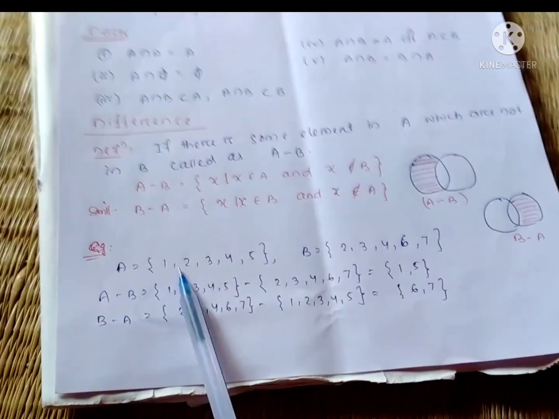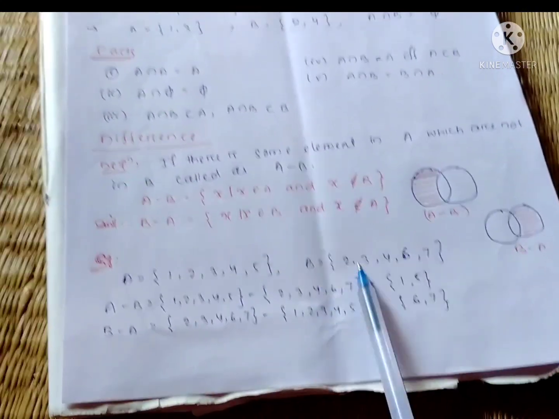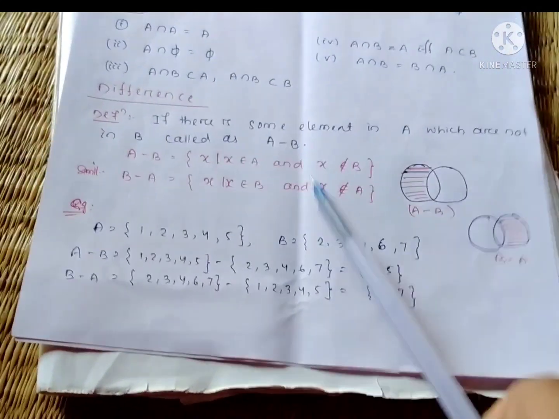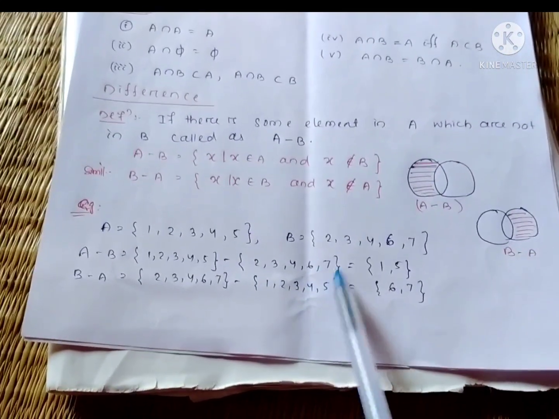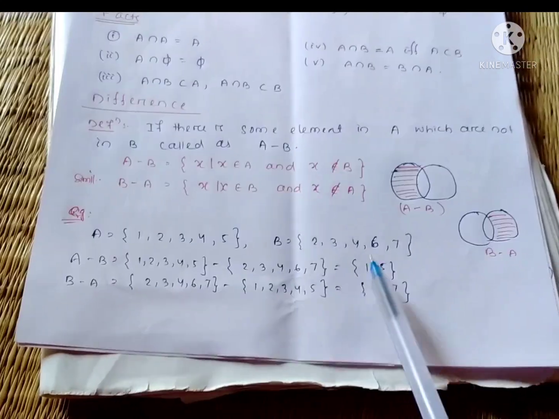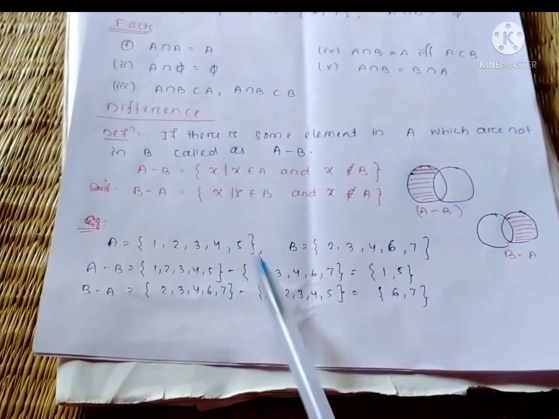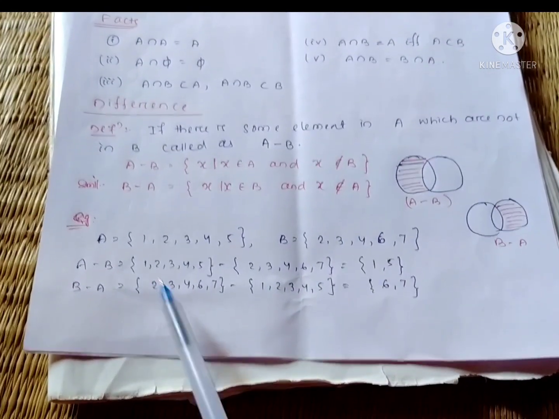Example: A equal to {1, 2, 3, 4, 5}, B equal to {2, 3, 4, 6, 7}. Then A difference B equal to {1, 2, 3, 4, 5} minus {2, 3, 4, 6, 7}, देन इसका डिफरेंस होगा 1 and 5 because 1 and 5 are those elements which are contained in A but not in B. Similarly, B difference A equal to {6, 7}.